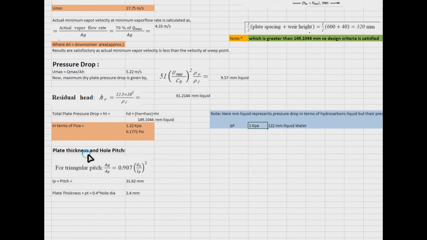Now for the plate thickness and hole pitch. For triangular pitch, you can find out this relation. lP is the pitch, that is defined before when starting the design, like a selection of design parameters, and the plate thickness will be equal to 0.4 times, or sometimes 0.3 times, of the hole diameter. So it comes out here to be 2.4 millimeter.